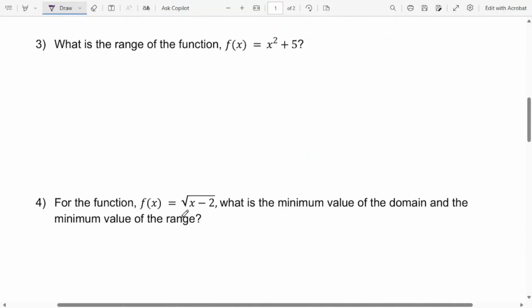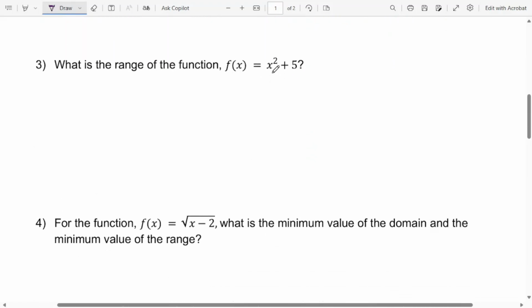Next one, what is the range of the function f of x equals x squared plus 5? Okay, so if we were to graph this, say via Desmos or something like that, whatever x value we put in, it's going to square it. So if it's negative, a negative times a negative is a positive. And if it's positive, a positive times a positive is a positive. So the lowest value that f of x can be is when x equals 0, and then you add 5.